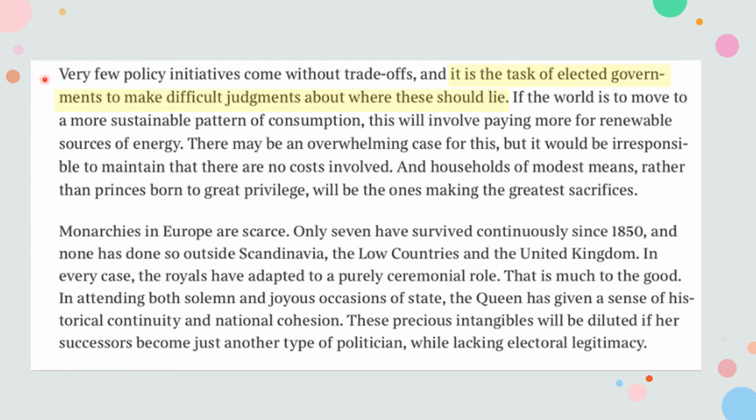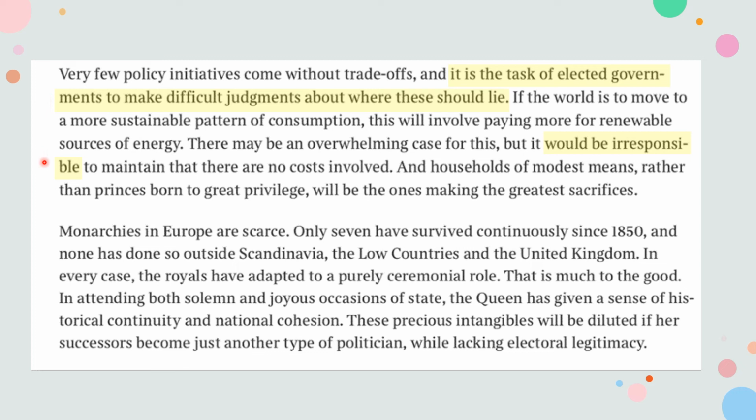So we start with another declarative statement here, and this one in particular I think shows who the audience is for this article, as it begins to bring in financial matters and how this might impact on how sustainable a country could be. And it also shows the respect the author has for elective governments and their powers. We then again get this sense of more urgency coming through with the line, it would be irresponsible to maintain that there are no costs involved.